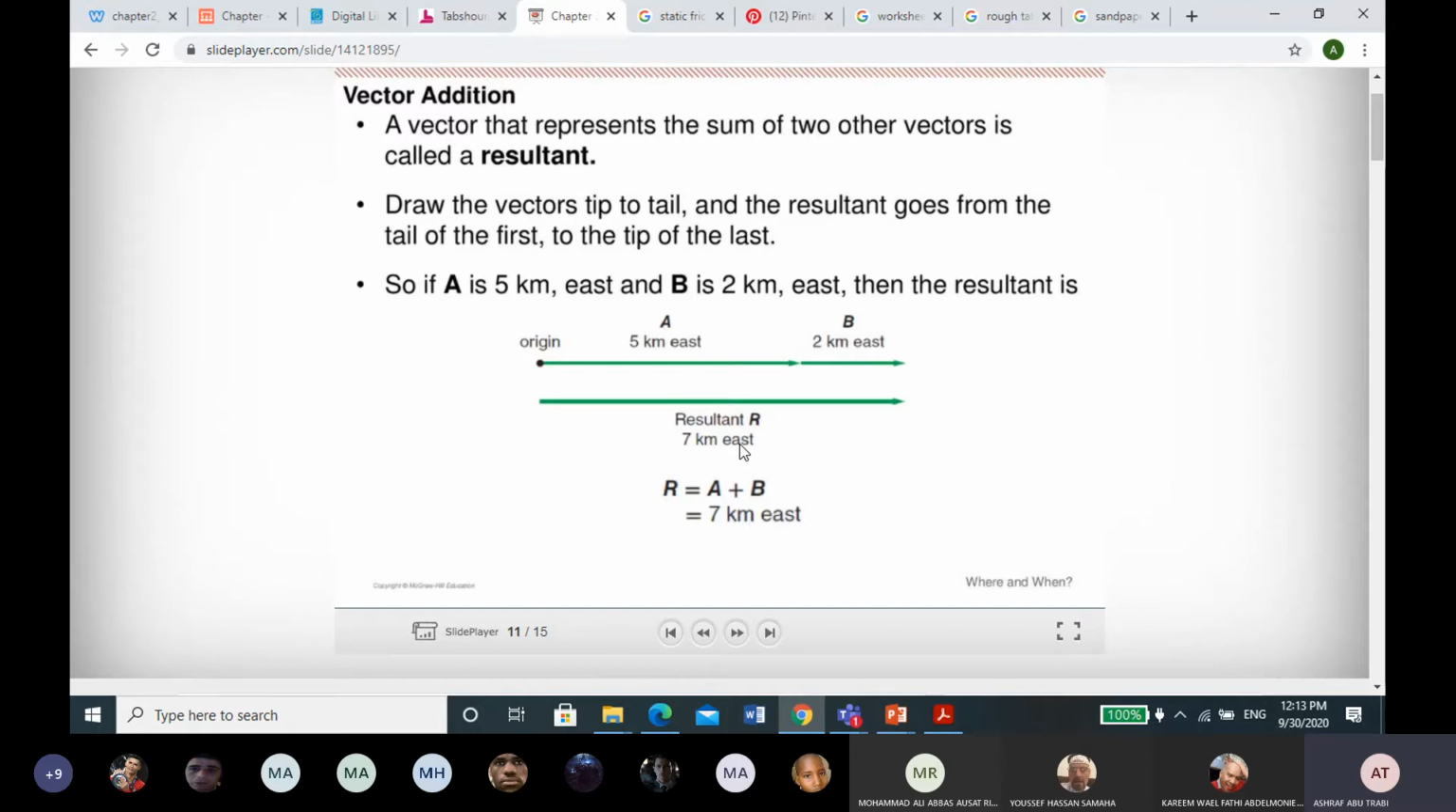So how can I add two vectors when they are parallel and have the same direction? 5 plus 2 will be 7. Here vector A is going to the east, vector B is going to the east, then the resultant R will go to the east. So R will be A plus B, 7 kilometers towards the east. Okay?